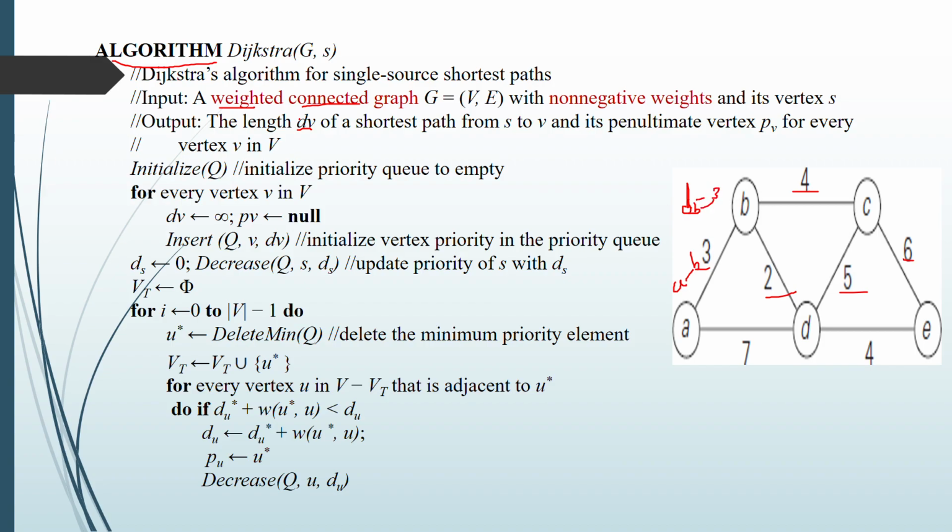So dv means the same thing. S is your source and v is your vertex. What is the distance from S to v? That distance is what you are representing in the form of dv.